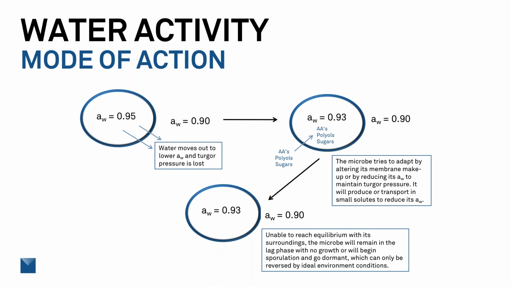You can see that it is able to drop it a bit. So it's now at 0.93, but it's still not matching the environment of 0.90. So in the next little section here, we see that it's not able to do any more. That's as low as this microorganism can do. So if it's unable to reach that equilibration with water activity to its surroundings, then that microbe will remain in what we call a lag phase, where there's no growth, or it'll begin to sporulate and go dormant. So it's just in stasis right now. It can't do anything. It can't grow. The water is not available for it to take in to start reproducing.